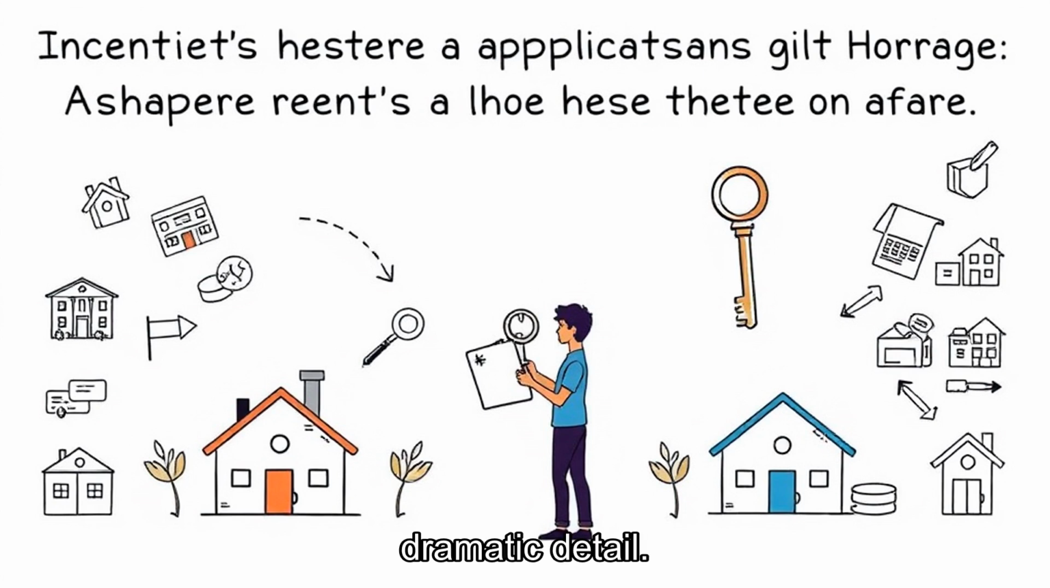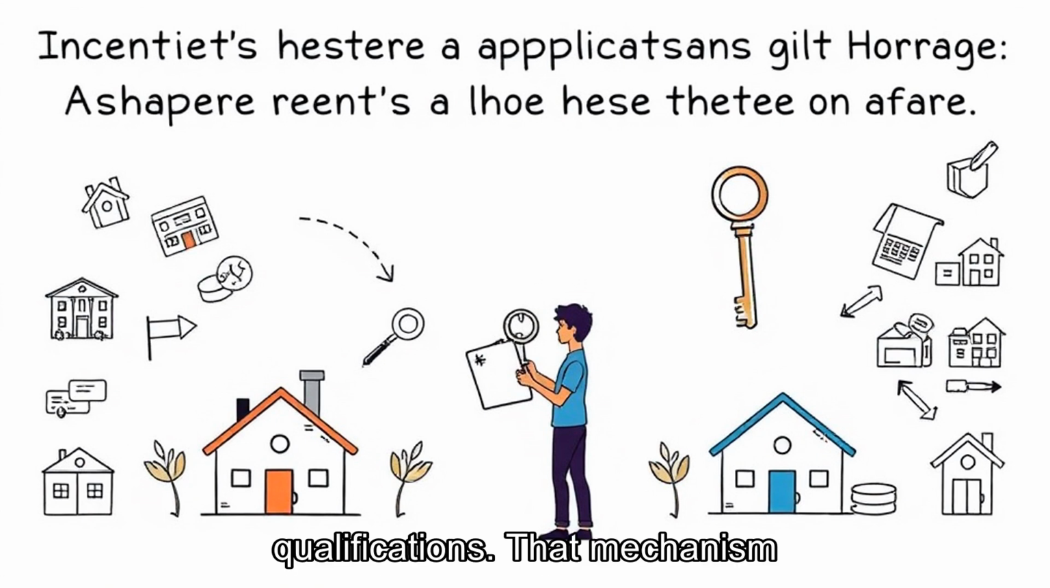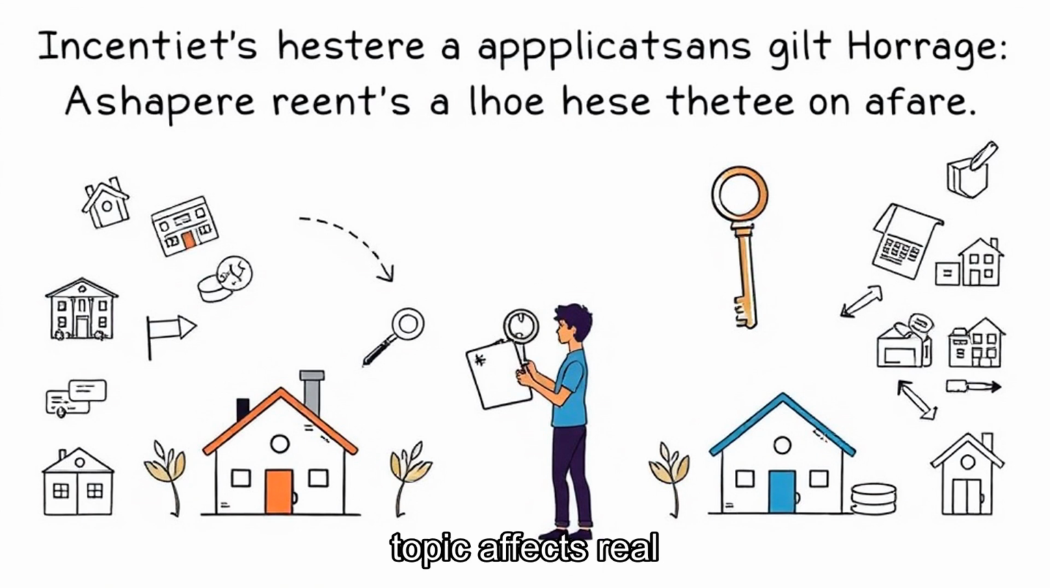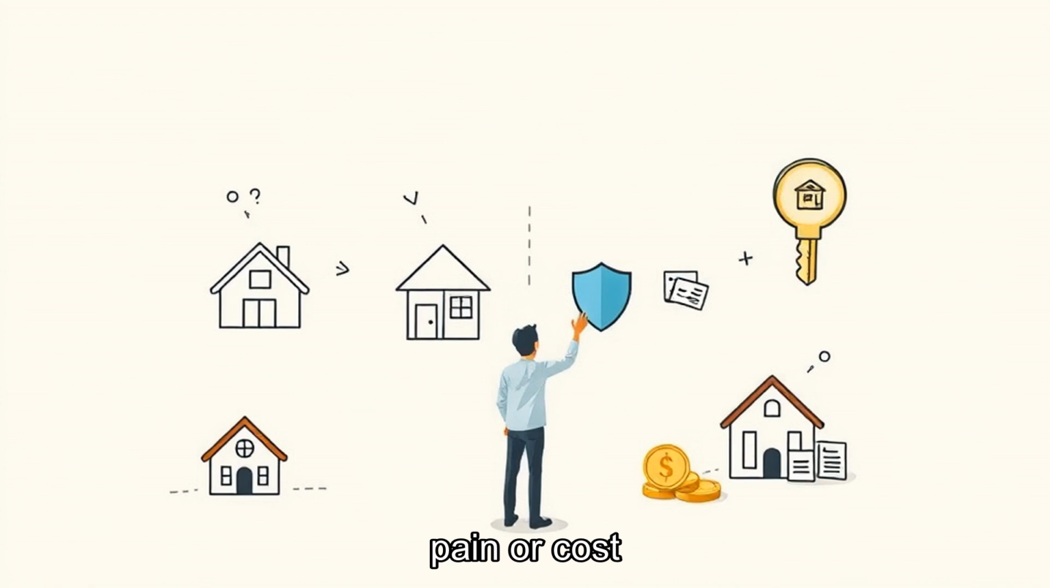Rental applications are shaped by rules and incentives. The clearest version is when multiple applicants compete for one unit. A landlord may compare timing, income, references, and move-in readiness. Approval can depend on market pressure as well as qualifications. That mechanism explains why the topic affects real choices. That difference matters because it is often where the pain or cost is felt. Rental applications become risky when assumptions replace evidence.